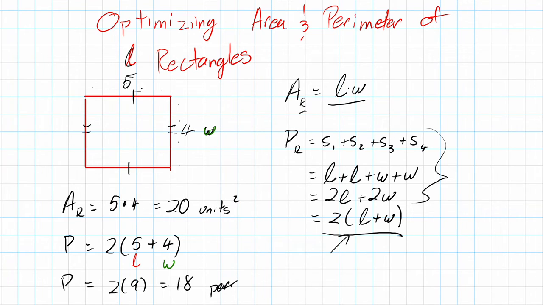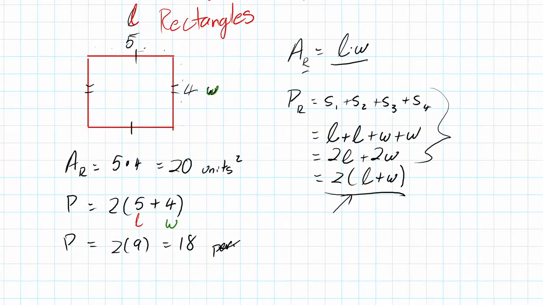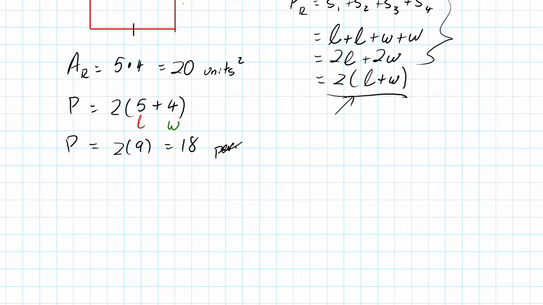So first thing we're going to do is try to optimize area. So with a perimeter of 18, I can make another shape. Let's see if we can figure out a general rule for our perimeters here.